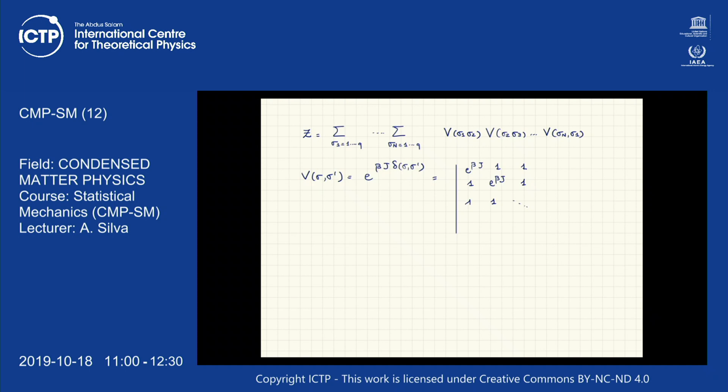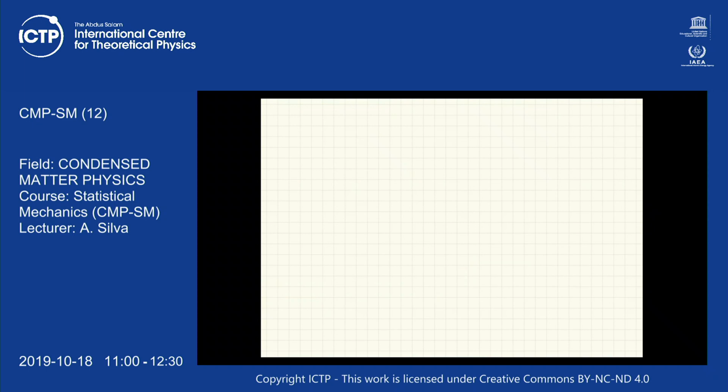So a q by q matrix might not be the simplest thing to diagonalize. Well, of course, you can always do that on a computer, but it turns out that in this particular case, one can do it by hand. So how do you do it? You do it by a recursion method. I will explain it in a second.